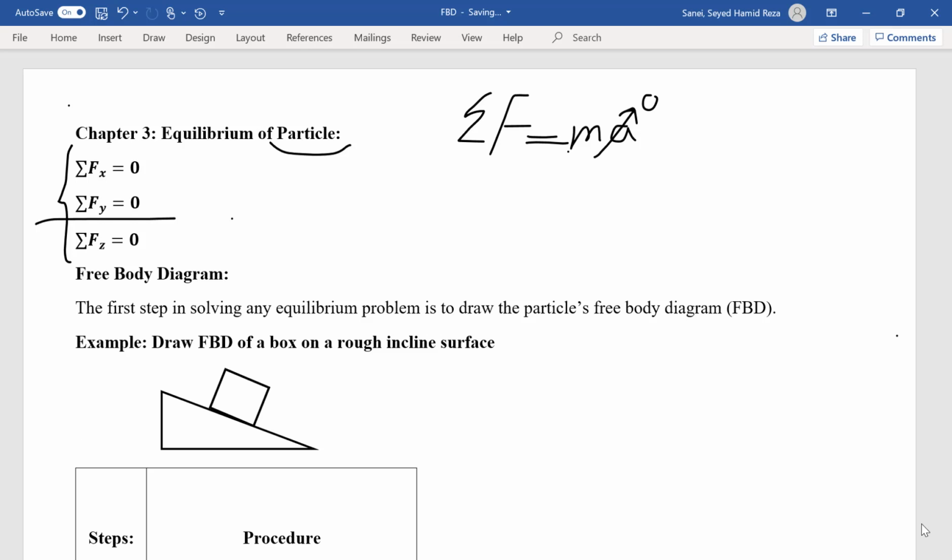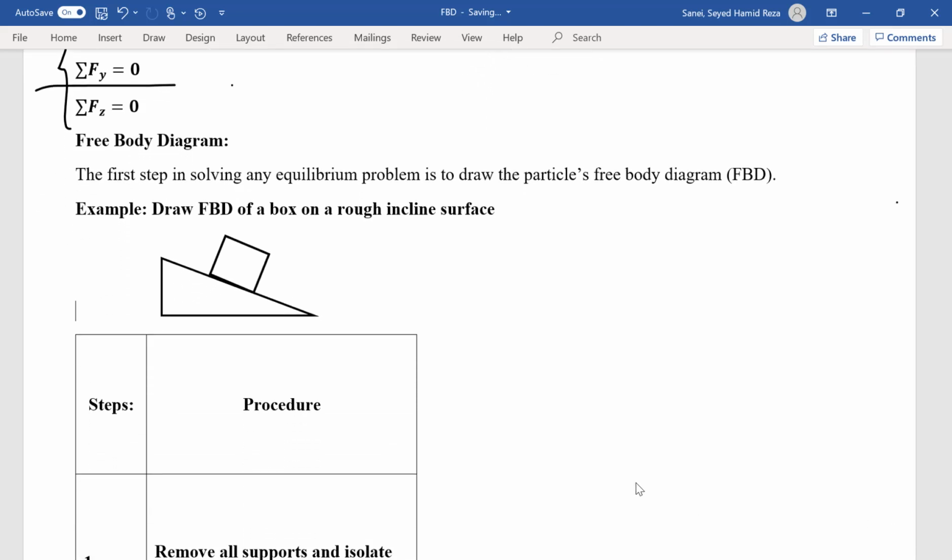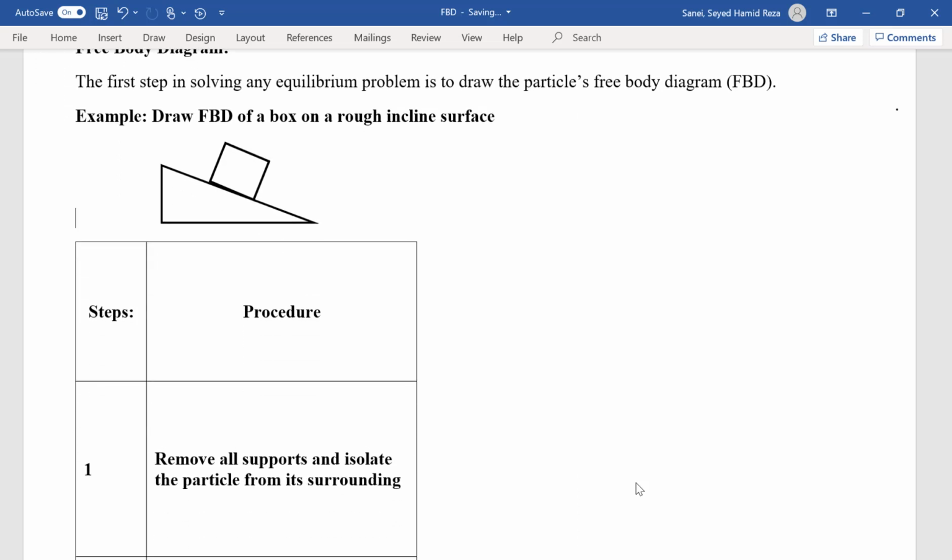You always need to draw a free body diagram. That's how engineers communicate to each other. Whenever students come to me to ask for guidance on their projects, I always ask them to show me their free body diagram because that's how we communicate. So I'm going to show you the steps in drawing a good free body diagram by an example.